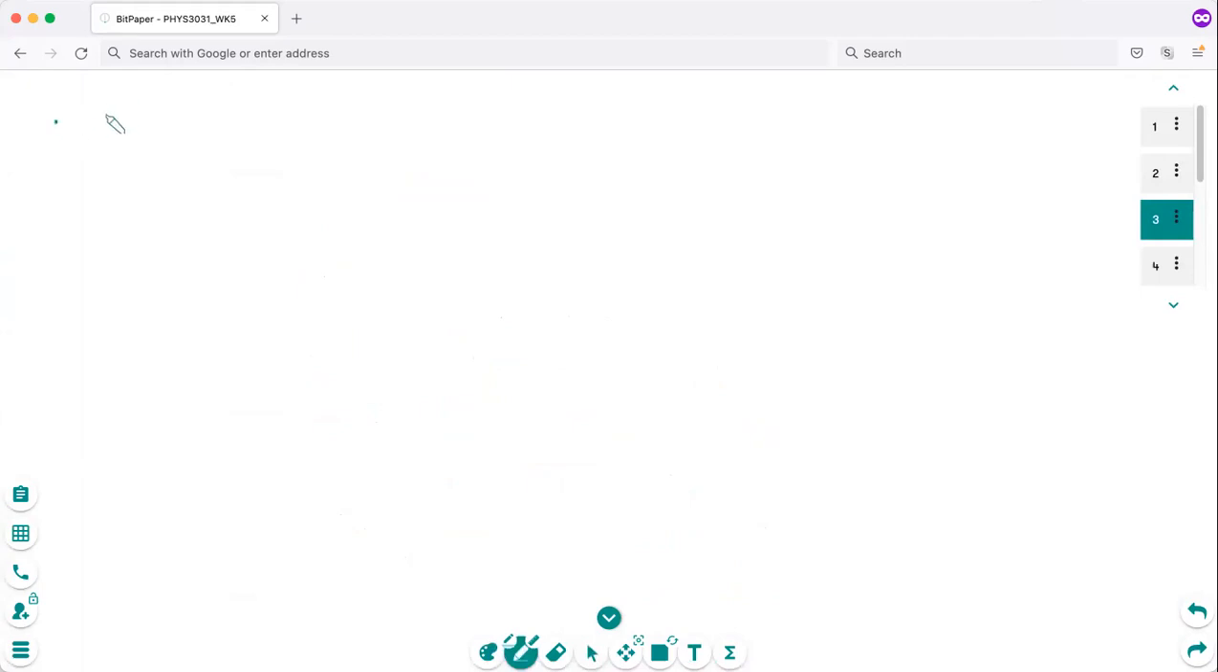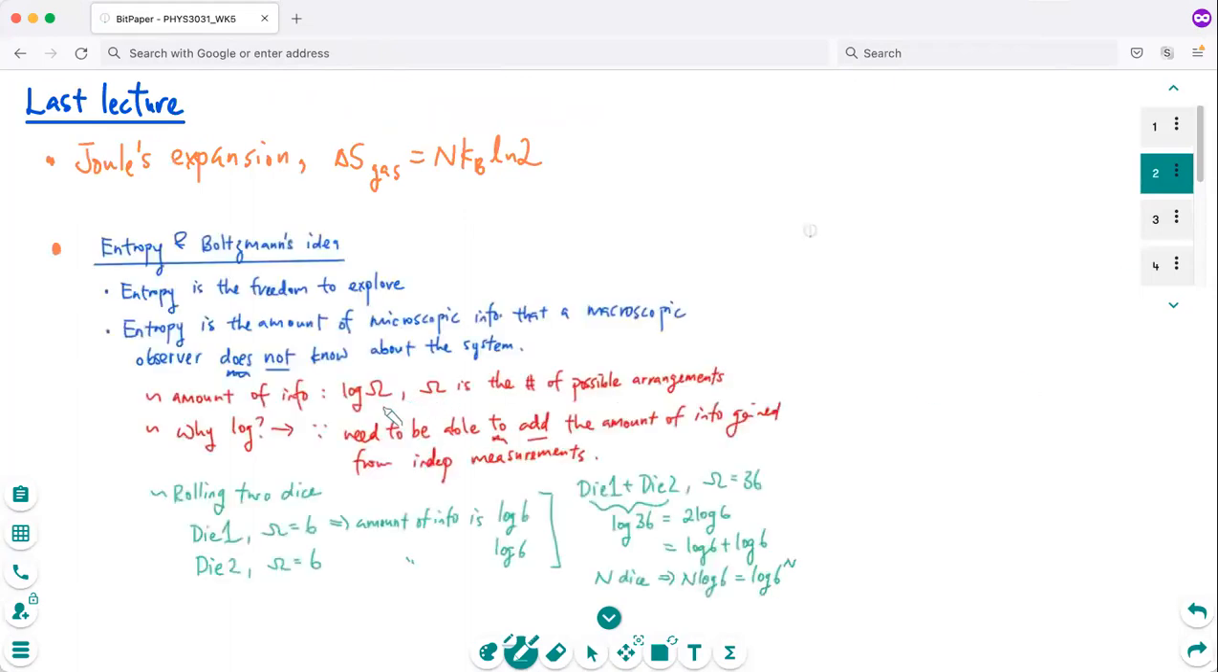Boltzmann said that the number of microstates is something we care about. If you know this number of microstates, you will be able to make progress and link it to the entropy. This number of microstates is what we call omega. This is the omega that goes into here.